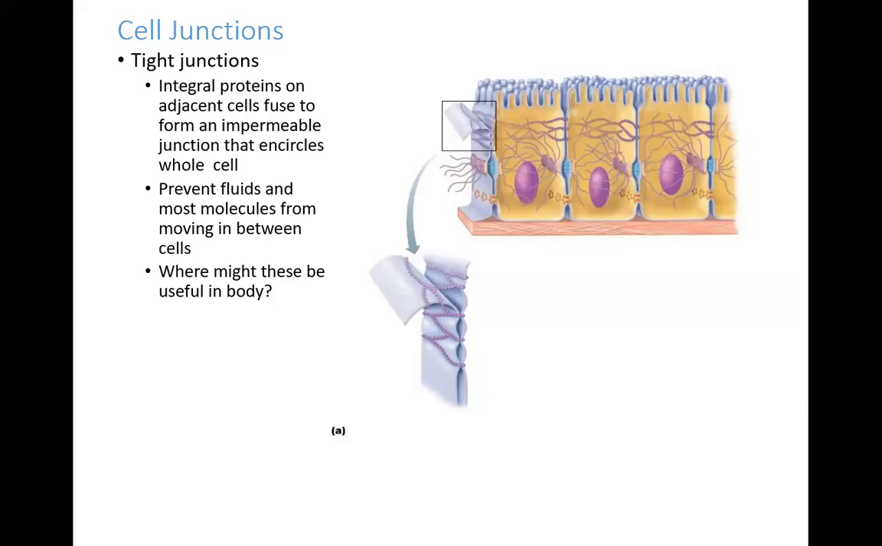So tight junctions, it's almost like they are stitched together. The proteins within the membrane of each cell fuse together with the adjacent cell membrane. So it's like it's been stitched, if you will. Because like the seams in our clothes, stuff can't get through.